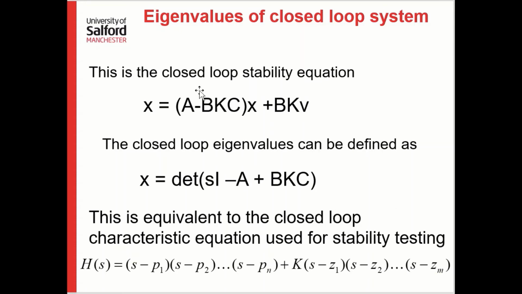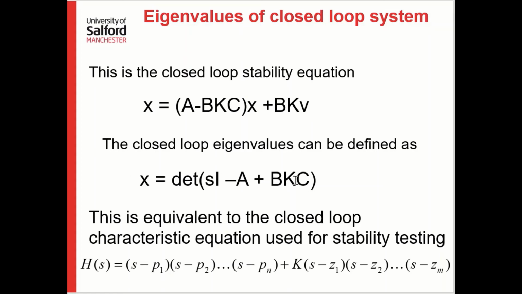One of the things that we can do is work out the stability of this system by working out the eigenvalues of this matrix here. If we go to the matrix, we can define the eigenvalues as the determinant of sI minus A plus BKC. It's minus this, so that minus becomes a plus.